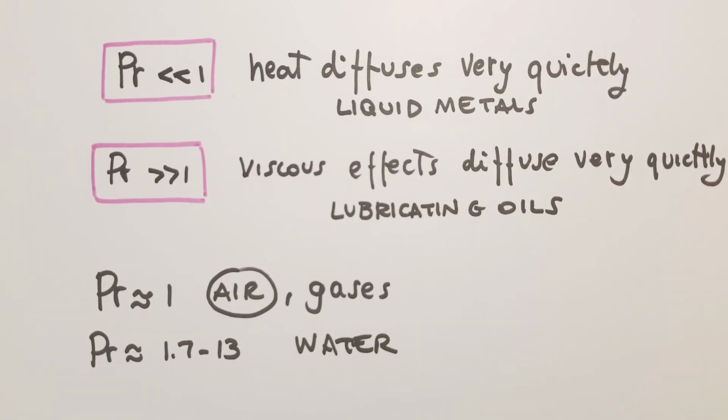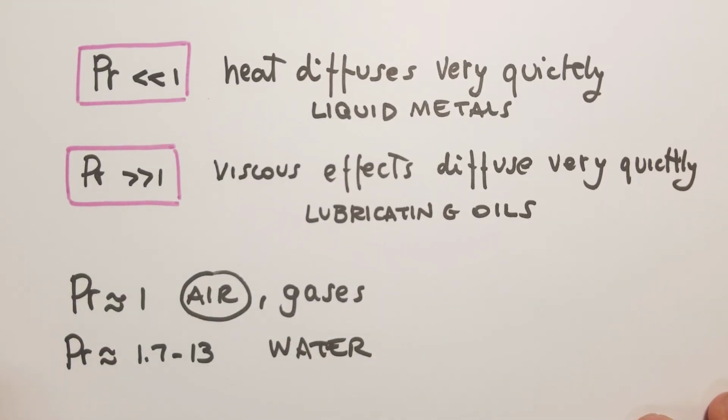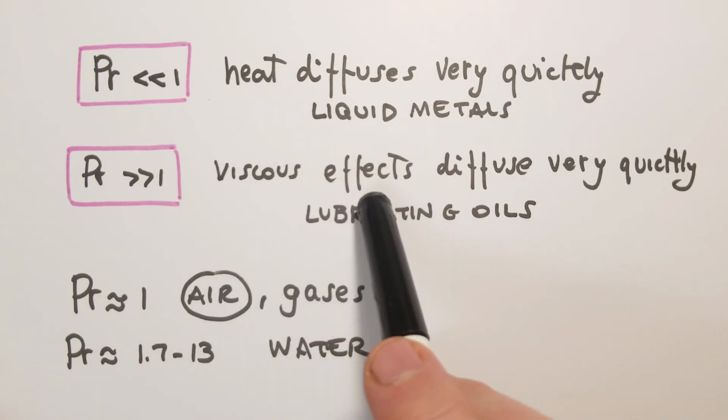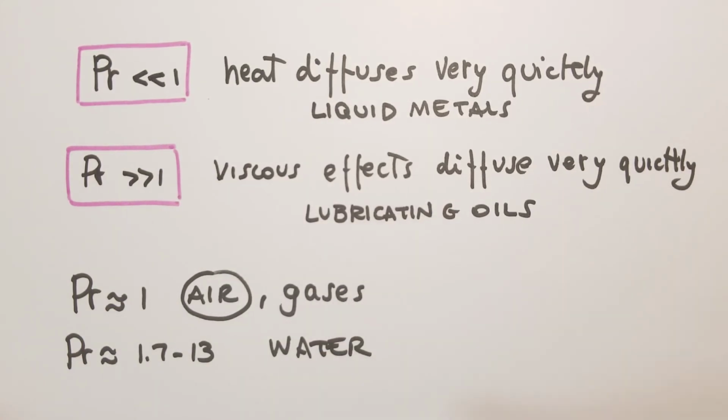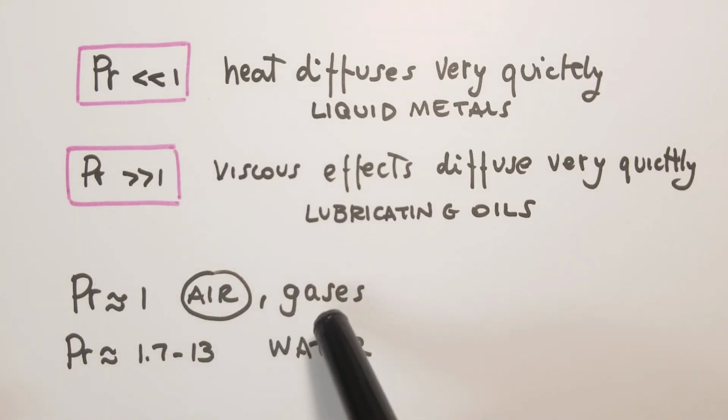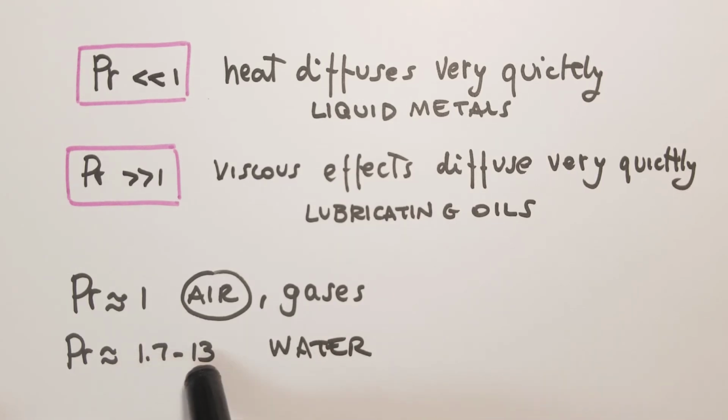There are two cases that are worth remembering. One is when the Prandtl number is much smaller than 1. In this case, heat diffuses very quickly, for example, in liquid metals. Whereas when the Prandtl number is much larger than 1, viscous effects diffuse very quickly, for example, in lubricating oils. Air has a Prandtl number of about 0.7, so when the Prandtl number is about 1, we usually have gases. And the Prandtl number of water varies between about 1.6, 1.7 up to 13, depending on the temperature.